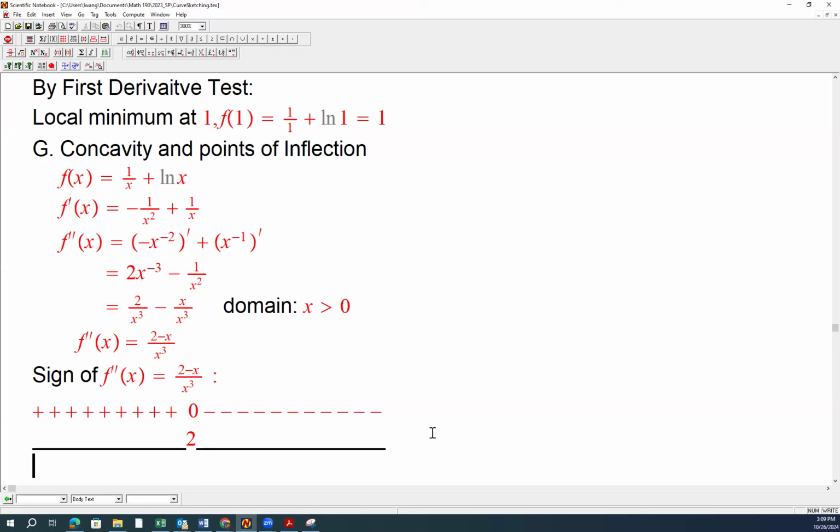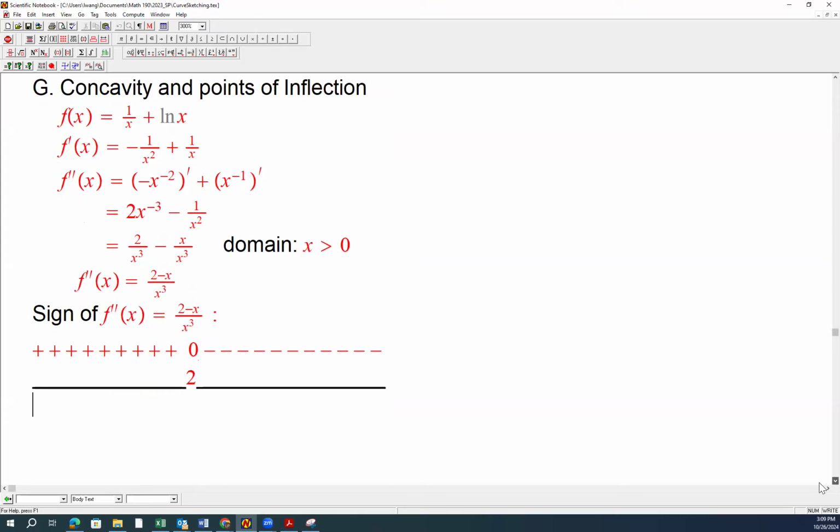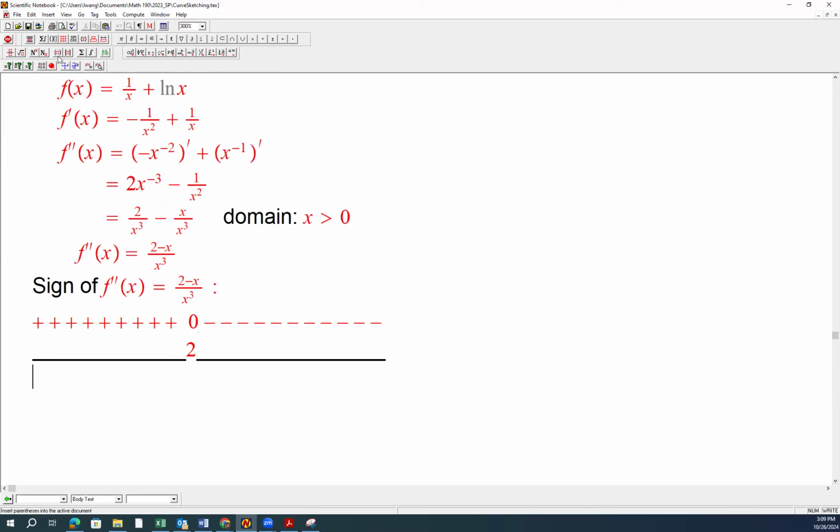So 2 is an inflection point. This side is concave up, and on the other side it's concave down. So we got that. We have an inflection point, and that inflection point is 2, comma, f of 2.